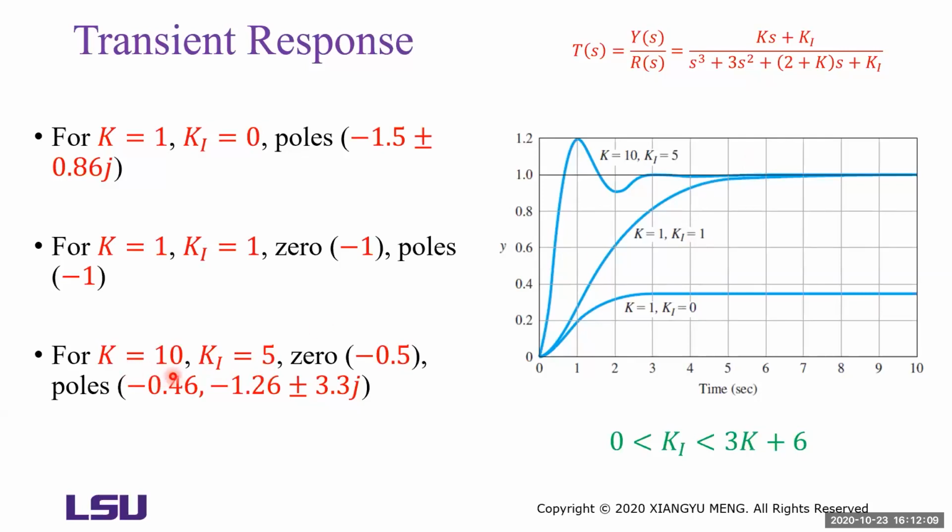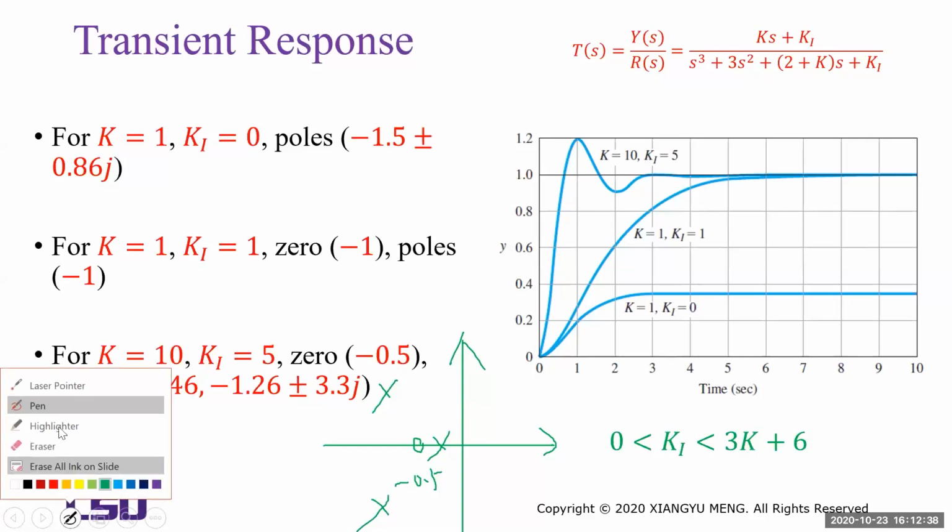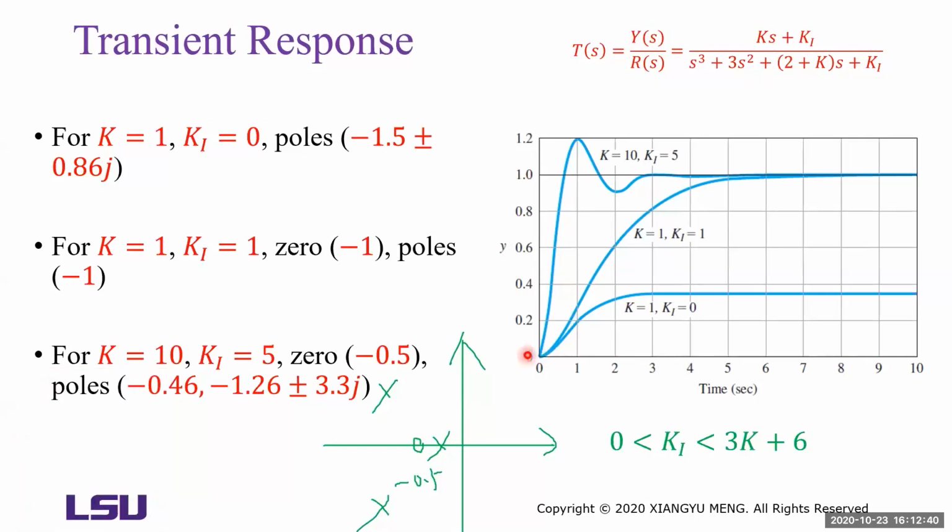Last, let's pick k be 10, ki is 5. In this case, we have a zero at minus 0.5, a pole here, minus 0.46, then a pair of complex poles. Here it shows the step response.